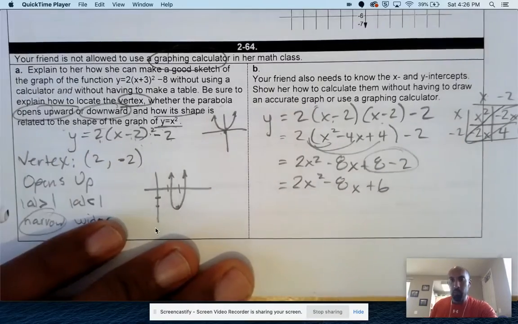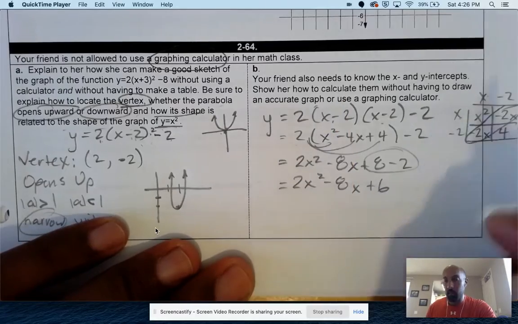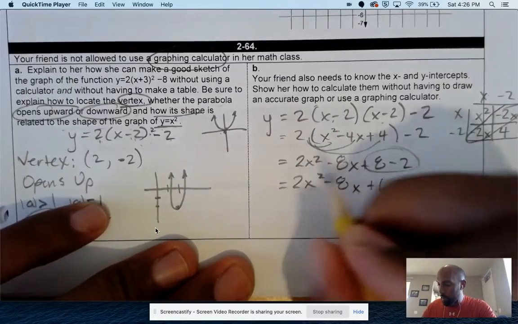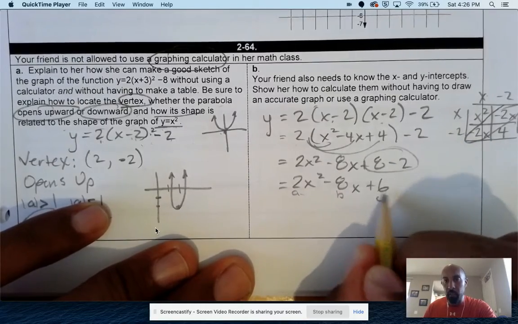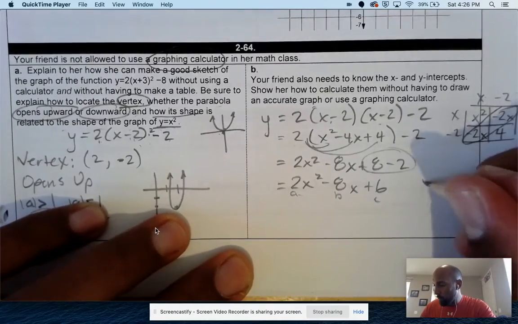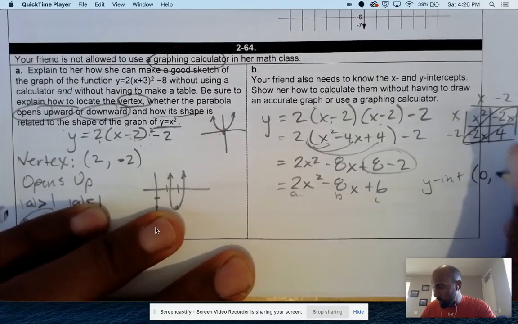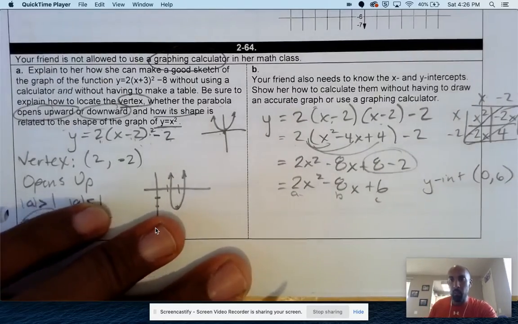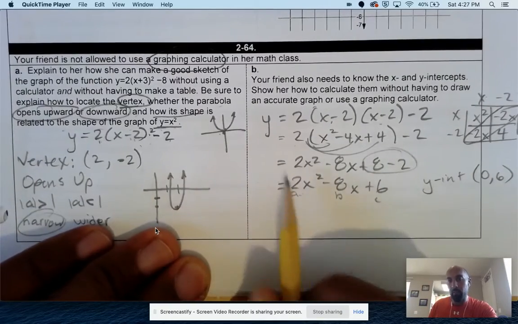Okay. So now I'm ready to start factoring this out. But before I do that, I've got it back in standard form. So there's my A, there's my B, there's my C. And remember, your y-intercept comes from the C value. So I can write that over here once I have it back in the standard form, 0, 6. So there's your y-intercept. Okay, so now let's find the x-intercepts by trying to factor this.